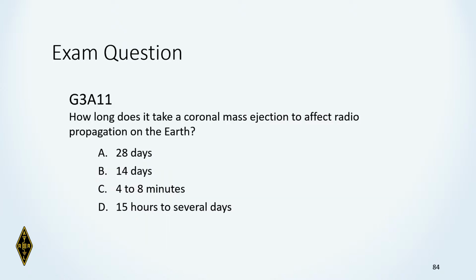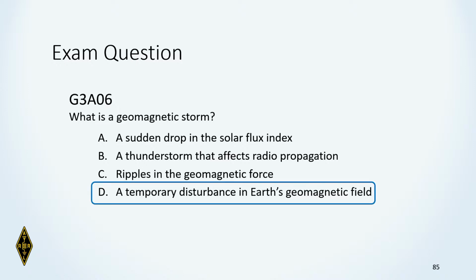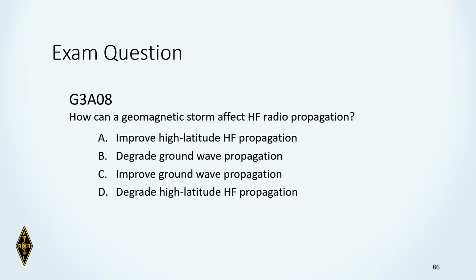How long does it take a coronal mass ejection to affect radio propagation on the Earth? Delta. Yep, that's particles. What is a geomagnetic storm? Delta. Yes. How does a geomagnetic storm affect HF radio propagation? We know it's going to degrade something for sure, and Delta is correct. Degrade high latitude HF propagation.